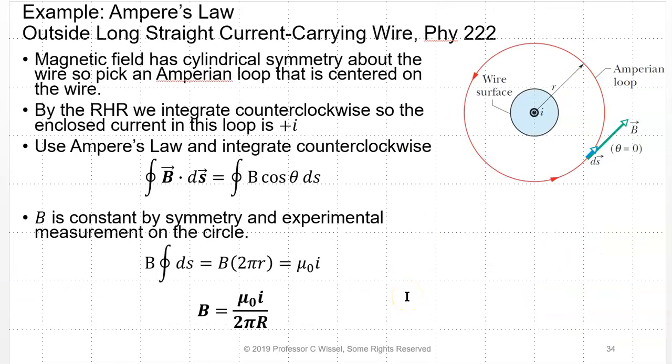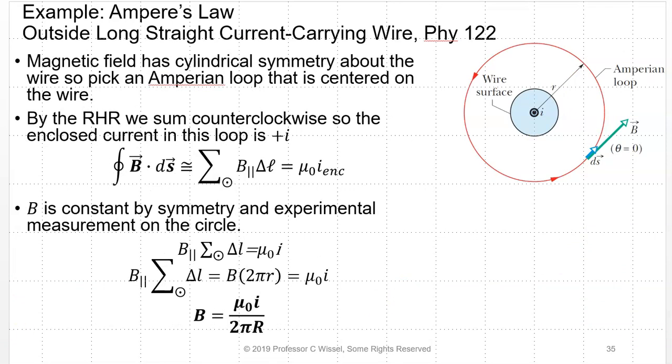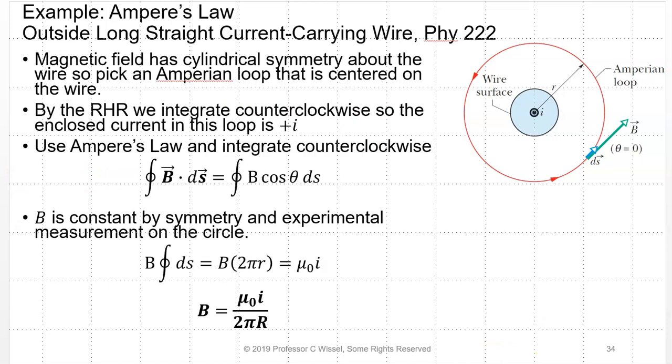Okay, calculus-based physics 222 students here. Non-calculus-based students, please skip one more slide. We're going to use Ampere's law to calculate the magnetic field outside a long, straight, current-carrying wire. The magnetic field has a cylindrical symmetry about the wire, so we're going to pick an Amperian loop that will take advantage of that, and that is one that is centered on the wire. By the right-hand rule, we would integrate counterclockwise, and we want the enclosed current in this loop to be positive I. So in other words, your thumb is going to be coming along the direction of the current out of the page toward you. So your fingers will curl counterclockwise. That will give you the direction of the integration around the loop.